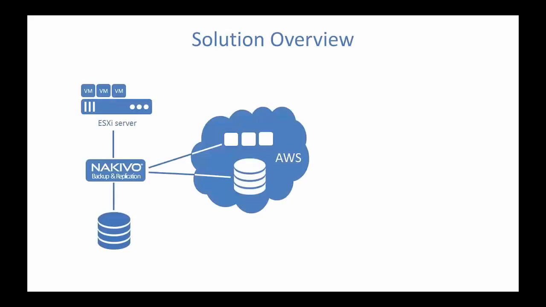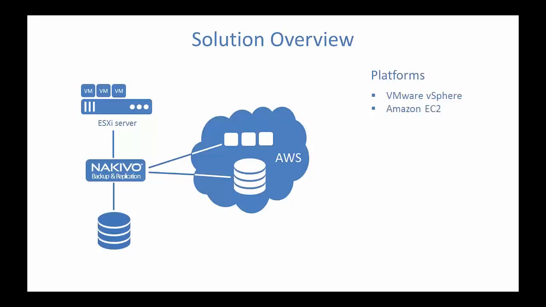So NAKIVO Backup and Replication is designed to back up VMware VMs from ESXi boxes in vSphere environment. We have recently added a functionality that allows to backup AWS EC2 instances. So you can now basically not only backup VMware VMs both locally and in the cloud, but you can also backup cloud environments in the cloud, and also you can take your backups of your cloud environment to your local infrastructure.